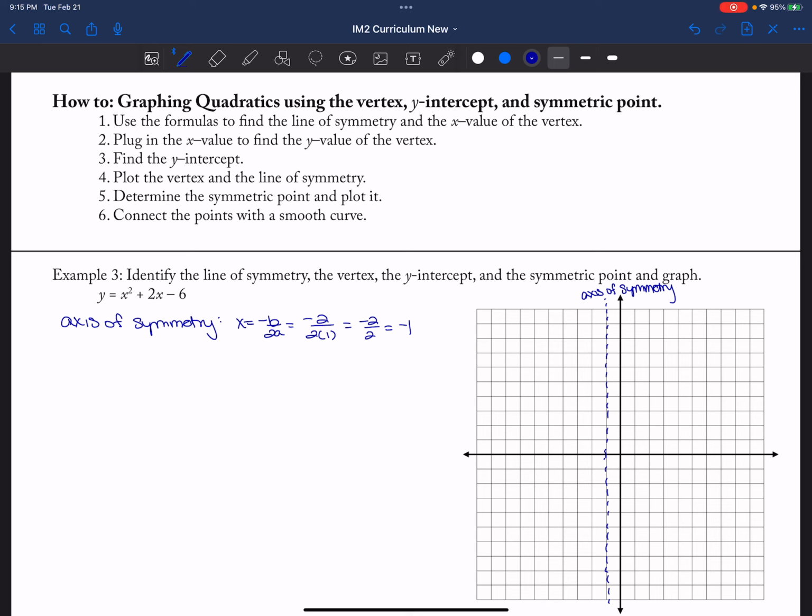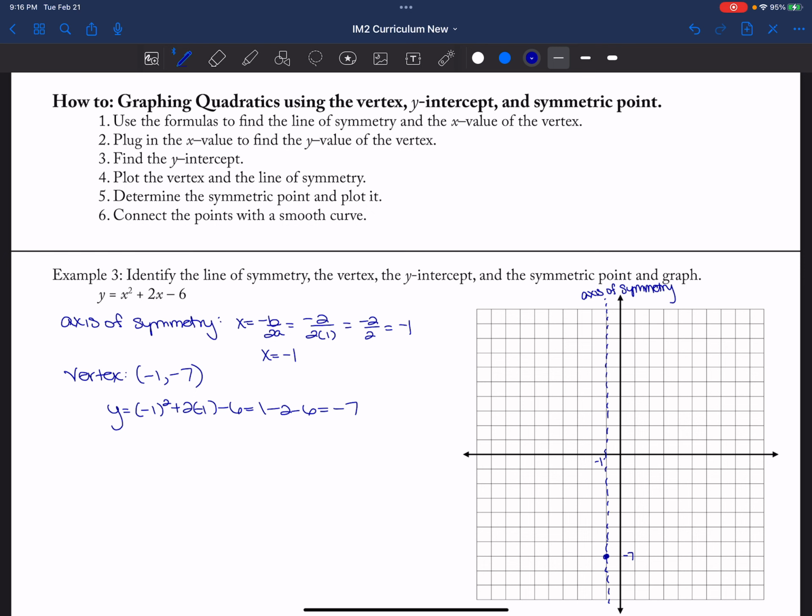So x is equal to negative 1, and that's my x coordinate of my vertex. To find my y coordinate, I'm going to plug in my negative 1 for my x's and then I'm going to solve. So I get 1 minus 2 minus 6, so I get negative 7. So my vertex is negative 1, negative 7. 1, 2, 3, 4, 5, 6, 7. So we will mark the axis at negative 7. We should also mark the axis at negative 1.